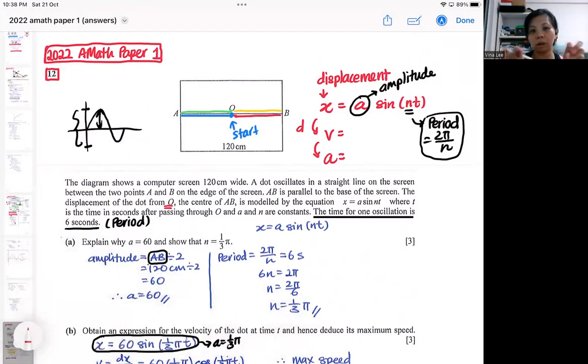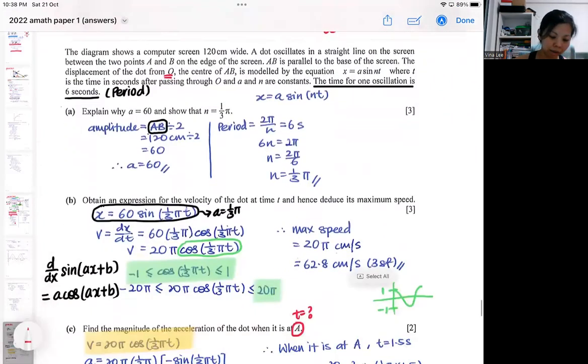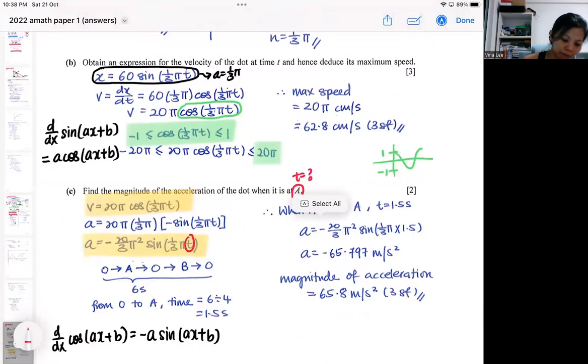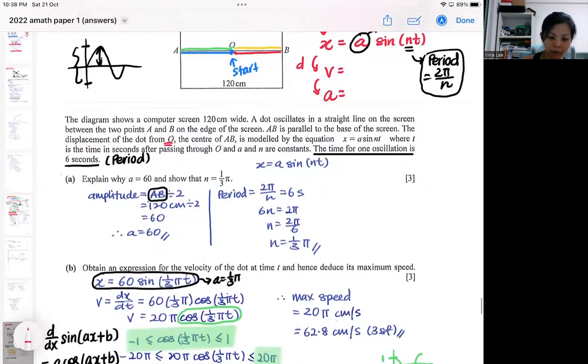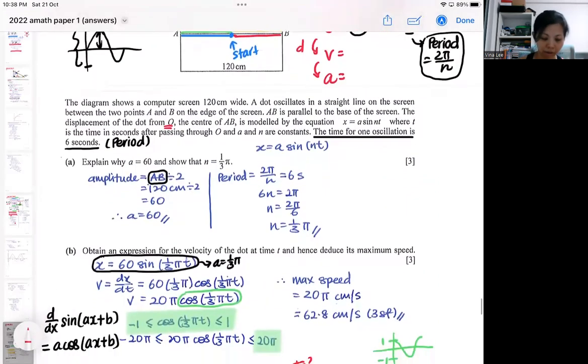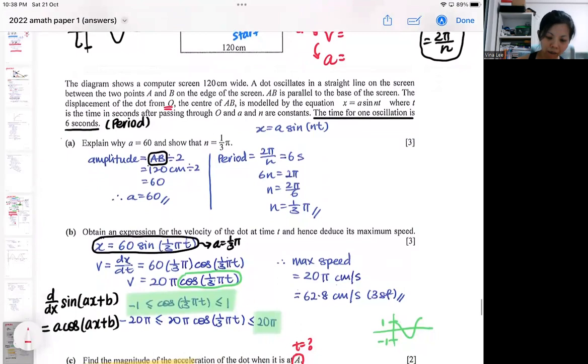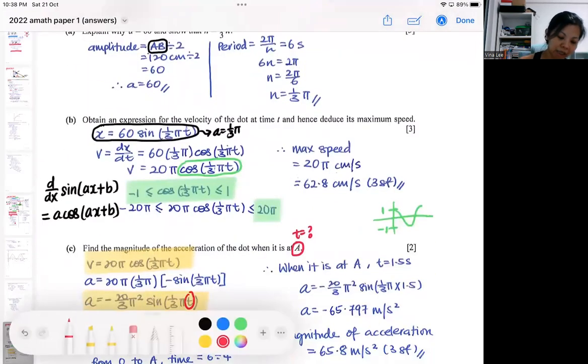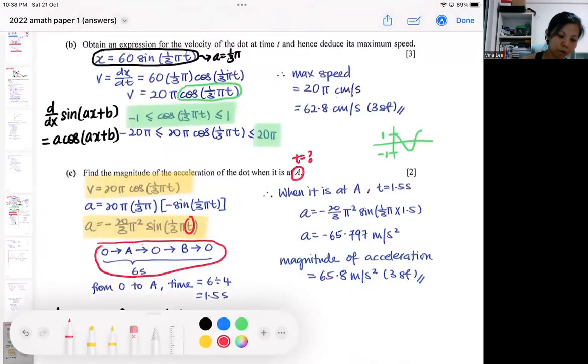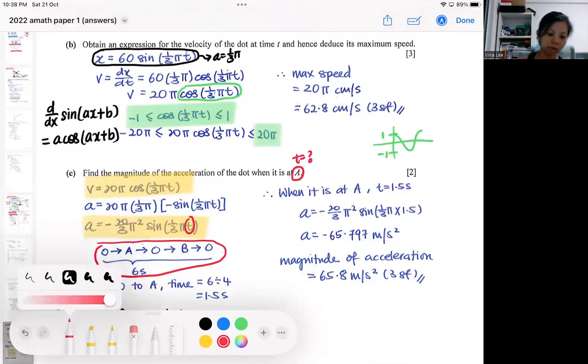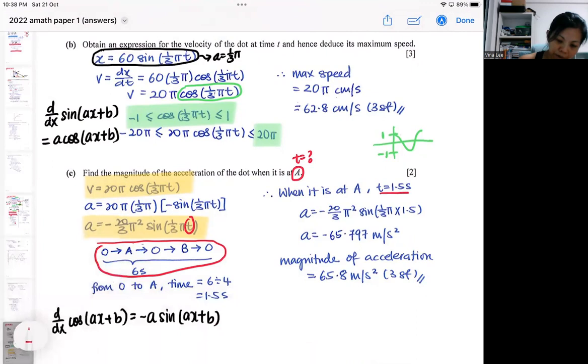That is a full oscillation. If you look at the full oscillation, it has 4 parts. That's exactly why I wrote it here. The 4 parts took 6 seconds. So from O to A is just one out of the 4 parts. That's why at A, it will be 1.5 seconds. There are 4 parts that the dot is moving, so it will be 1.5 seconds.